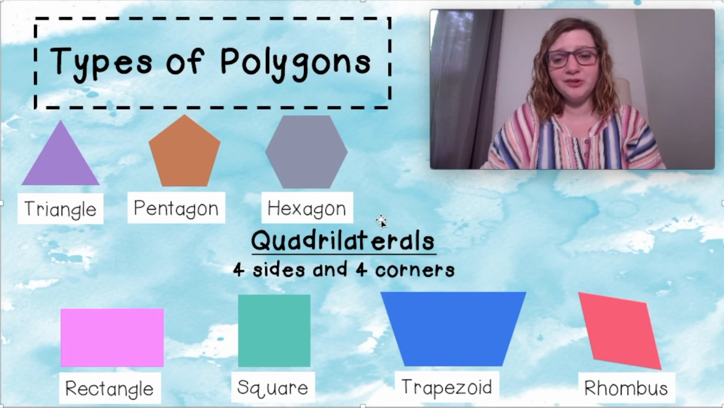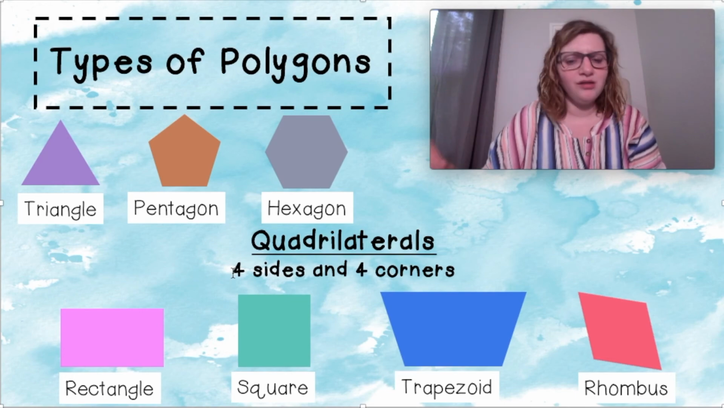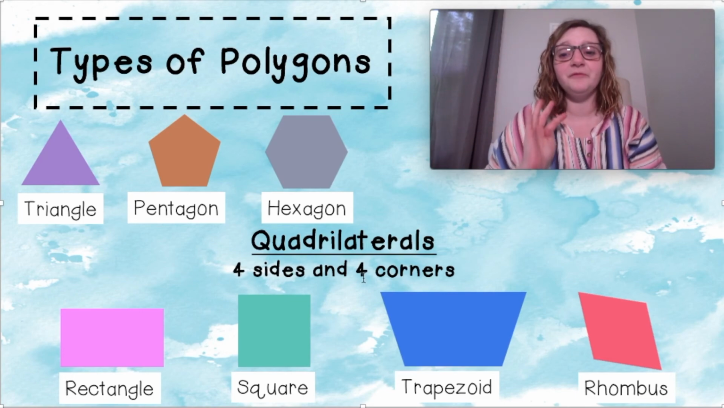Now there are these special shapes called quadrilaterals. That's a big fancy word. Everybody say quadrilaterals. Alright, quad means 4. So quadrilaterals all have 4 sides and 4 corners.